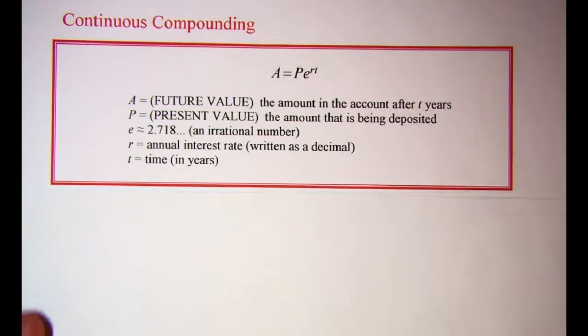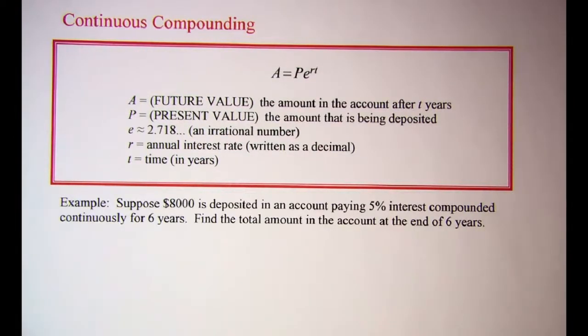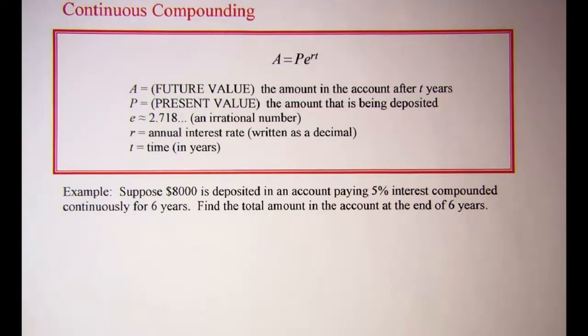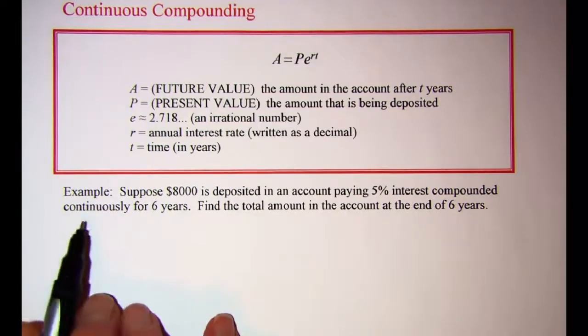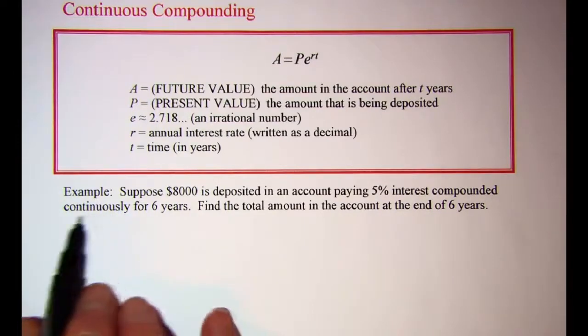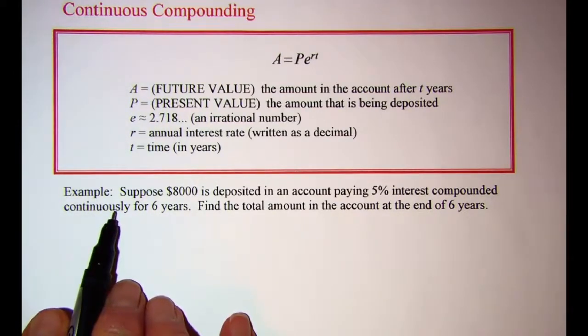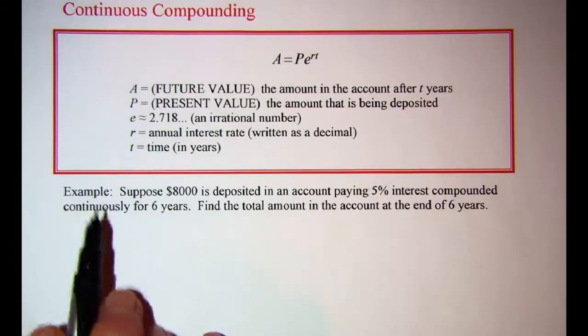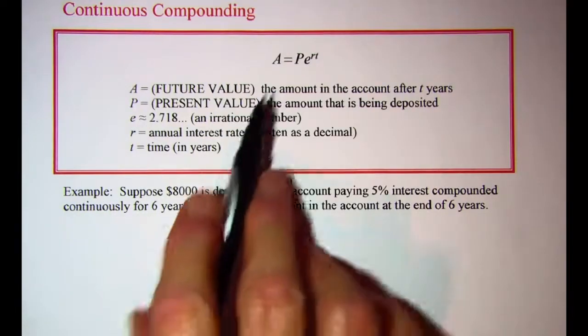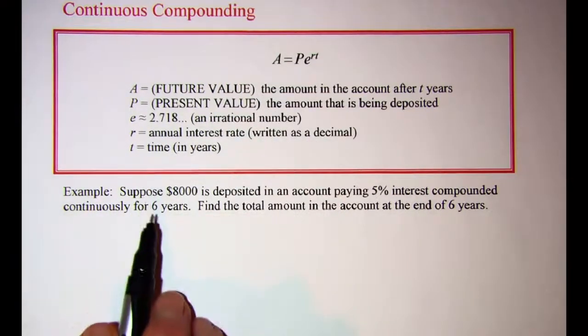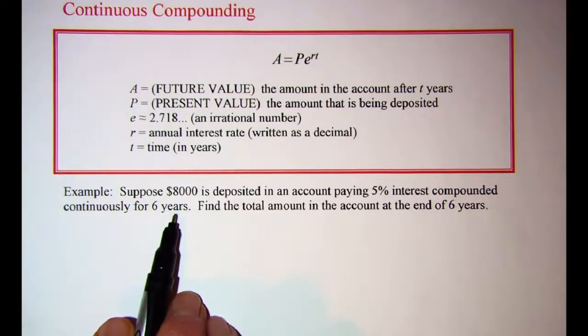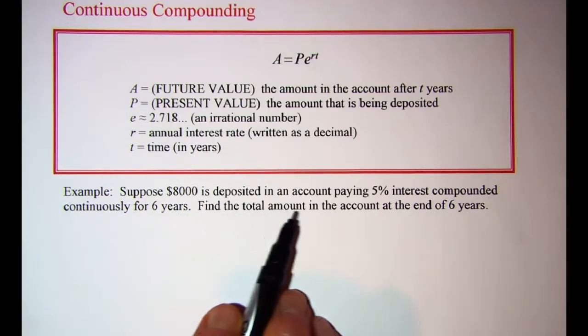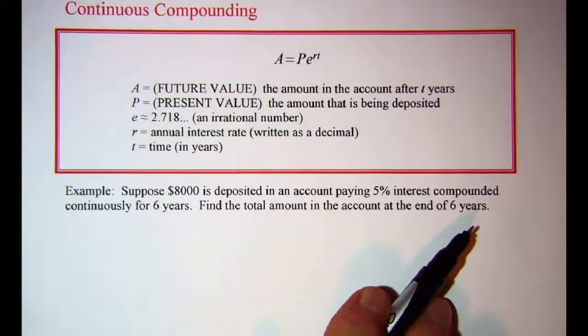So the problem that we'll be working is, suppose $8,000 is deposited in an account paying 5% interest, compounded continuously. Now this is the word you want to look for that will tell you if you're going to use this formula or the compound interest formula. So continuously, that tells us that we need to use this formula. And it's compounded continuously for 6 years. We want to find the total amount in the account at the end of 6 years.